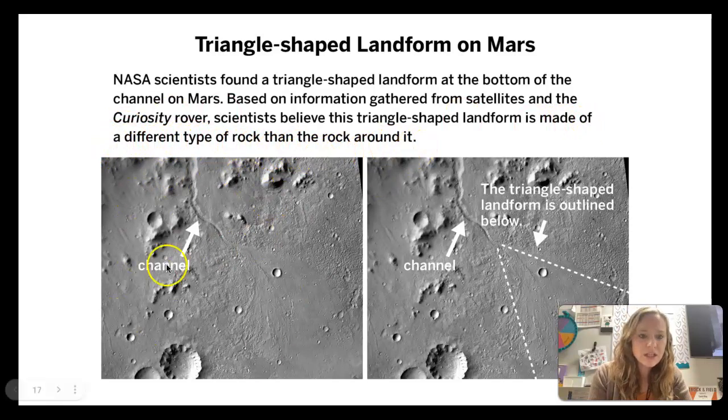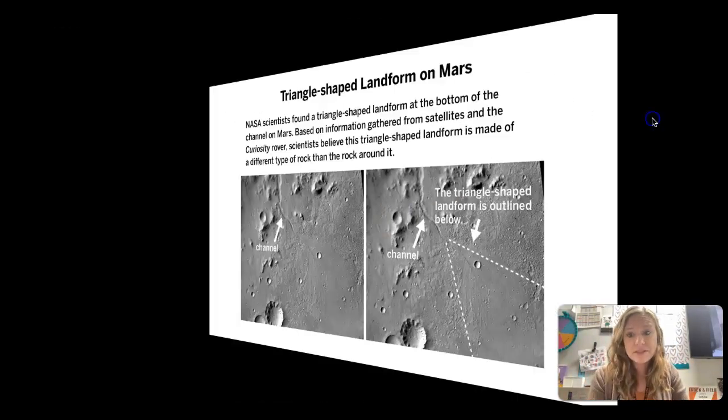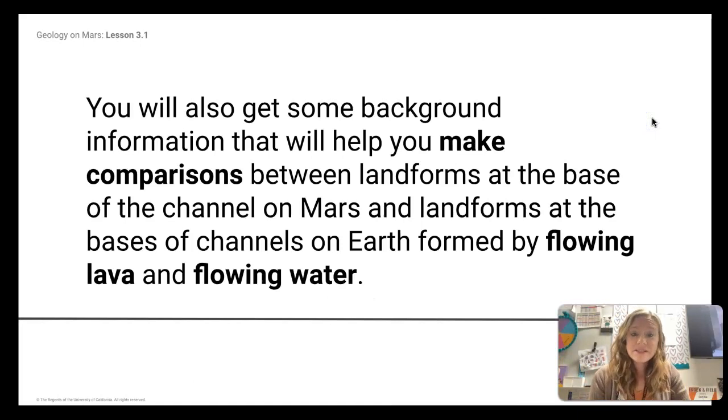So let's look at the image on the left. We have the channel, and on the image on the right, there's the channel, and here's this little triangle that they see. If you look to the left, you can see it as well, without the lines. They think that the rock inside of here is a little bit different than the rock on the outside. So we want to think about what that might mean about the model, and what that says for our claims. We're going to make some comparisons between the landforms on Mars and the ones on Earth, the ones from flowing lava and the ones from flowing water.